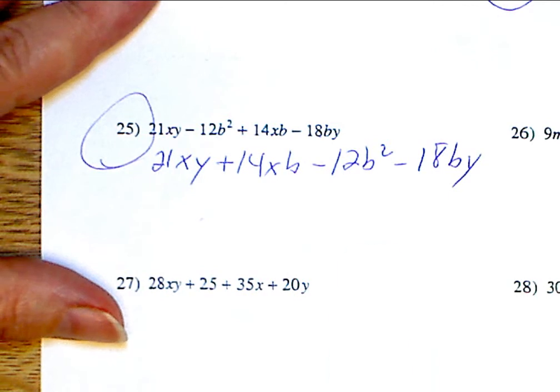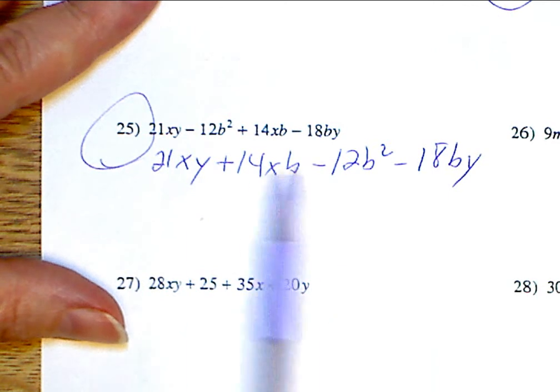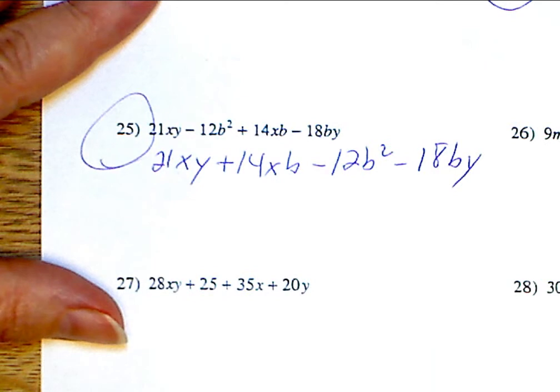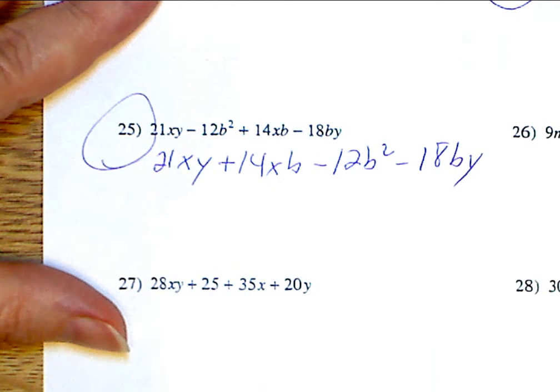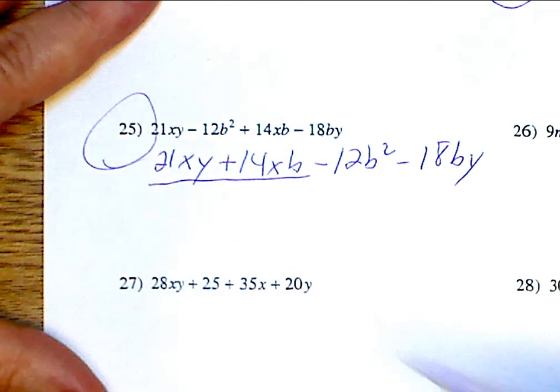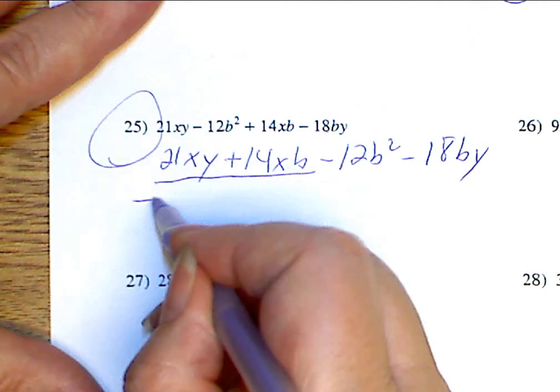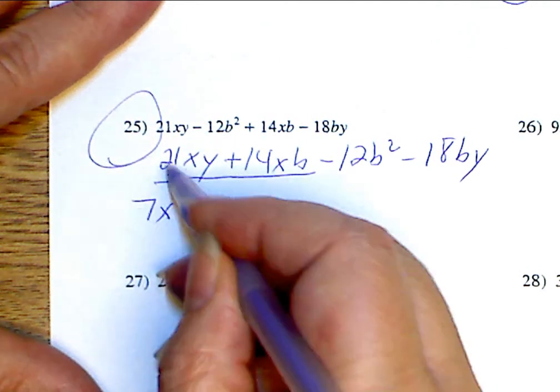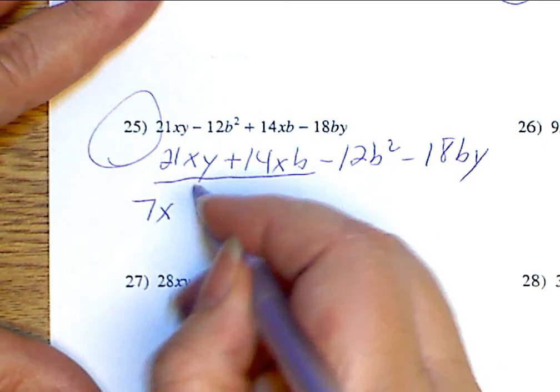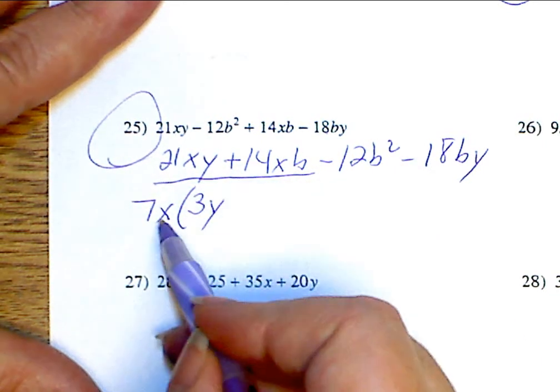I'm trying to see how there's two terms here. I want it to come down to one. And that's why, like I said, this is extra credit from 24 down. What is in common now with this? 7x. 7x times what gives me the 21xy? 7x times what gives me the 14xb?